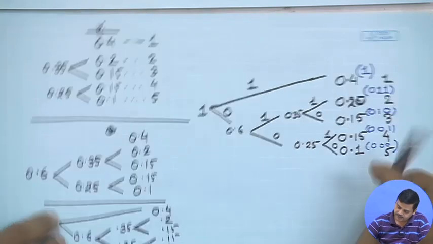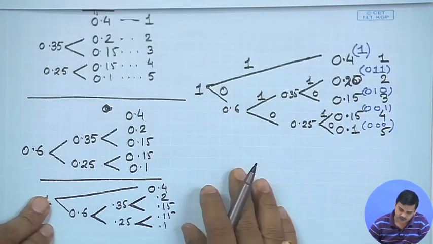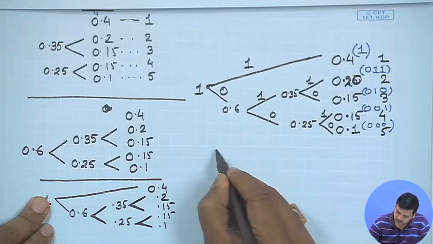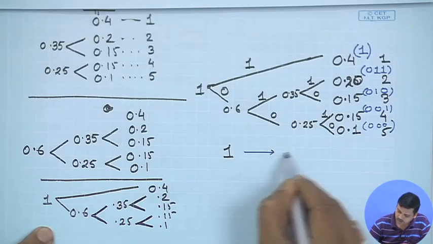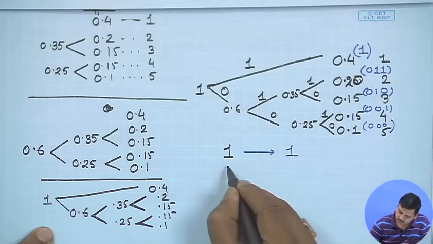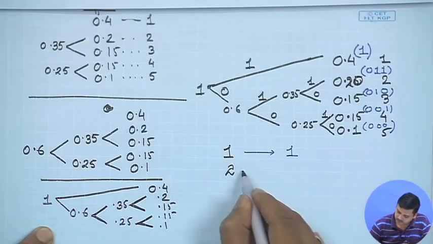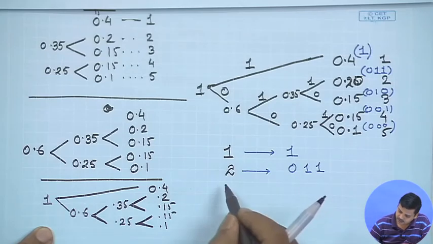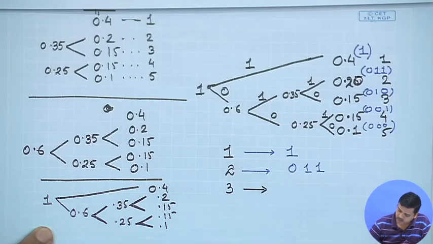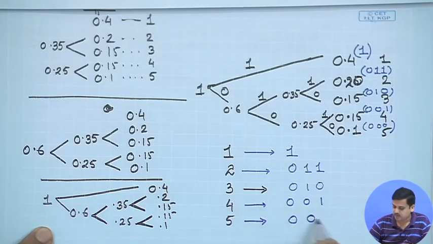Right. So, end of the day, what we end up with is the symbol 1 getting a code of 1, the symbol 2 getting a code of 0, 1, 1, and symbol 3 getting a code of 0, 1, 0. Symbol 4 getting the code 0, 0, 1, symbol 5 getting the code 0, 0, 0.